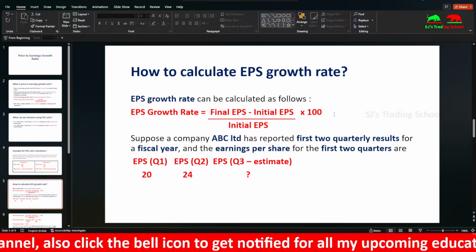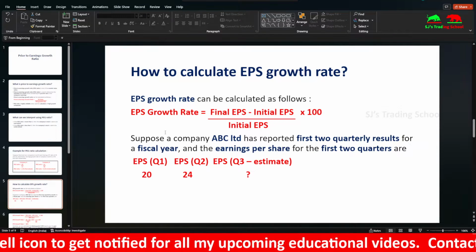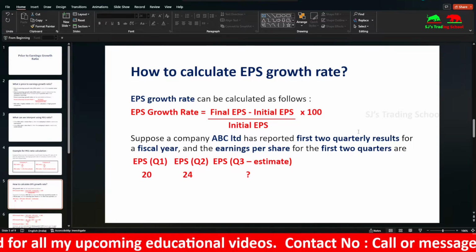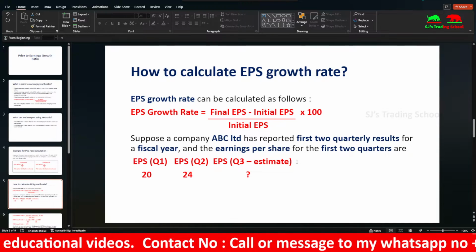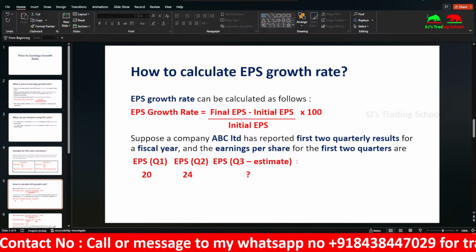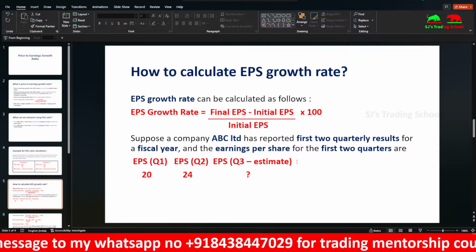Next, how to calculate the EPS growth rate? You might be thinking, I know what the PEG ratio is, but how do I calculate the EPS growth rate? Normally you don't need these formulas. This is not important because these are already calculated and shown on websites such as screener.in, investello.com, Trendlyne or Markets Mojo. These kinds of websites have these values.